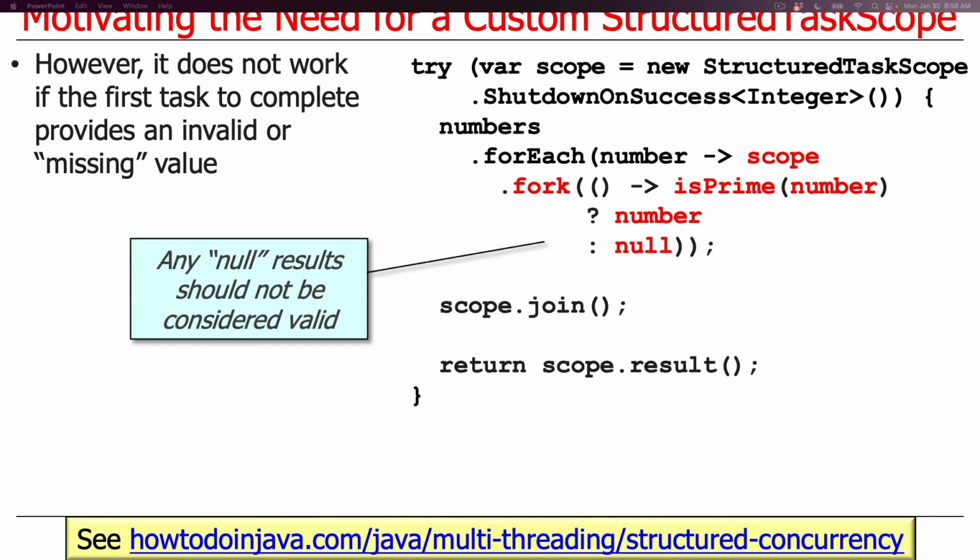So what will happen is if we end up getting a null back before we get a number back, then when we join, we're going to get a null back as the result, which is not what we want. We want to get the first non-null result back, the first prime number as the result. And notice here that this lambda expression being passed into fork is going to return a value that fork then uses as the result of the concurrent computations. So that's a problem.